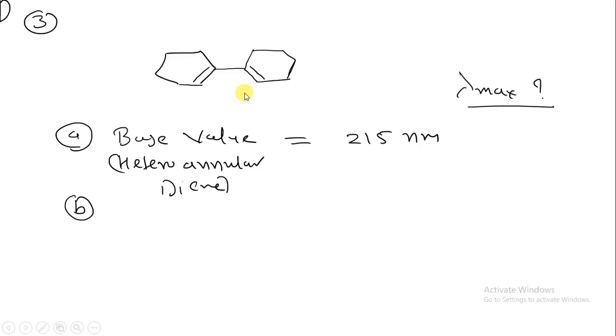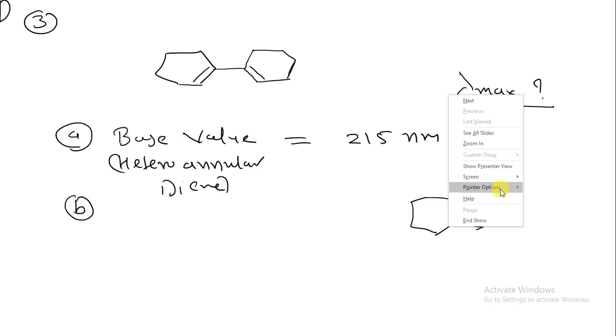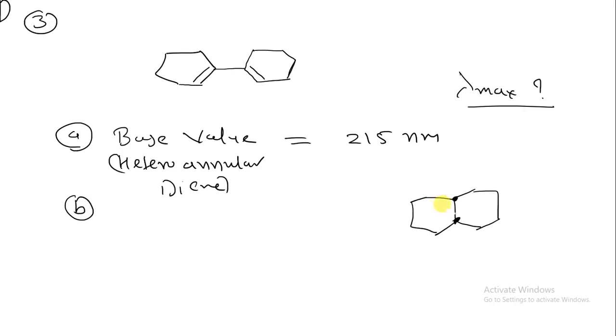Second, I have to consider the exocyclic double bond. This is not a fused structure, so in this we do not have an exocyclic double bond. Suppose I am having this type of structure, where this is a fused carbon, in which there are two rings with a common carbon. At that time I have to consider the exocyclic double bond. Here I do not have this type of structure, so I am not considering the exocyclic double bond.